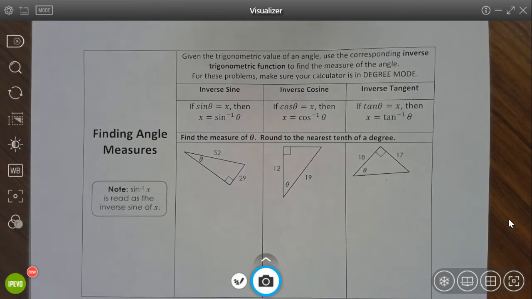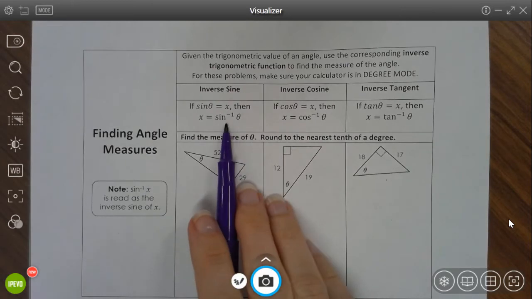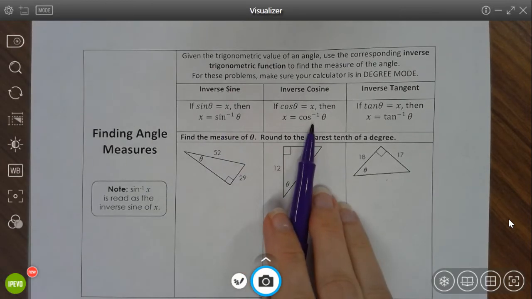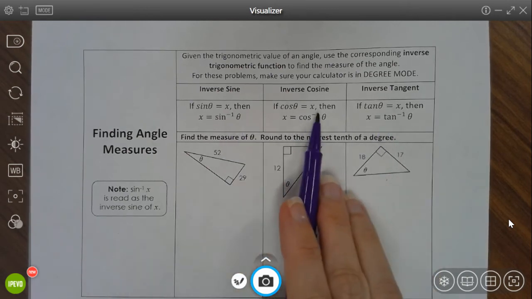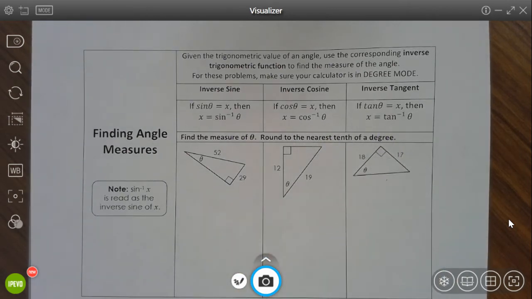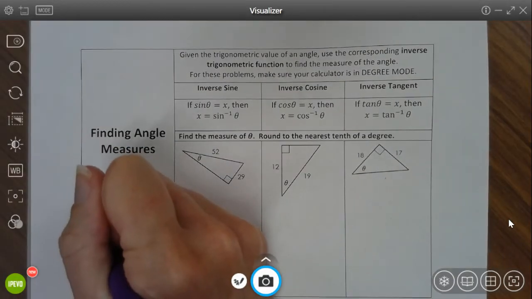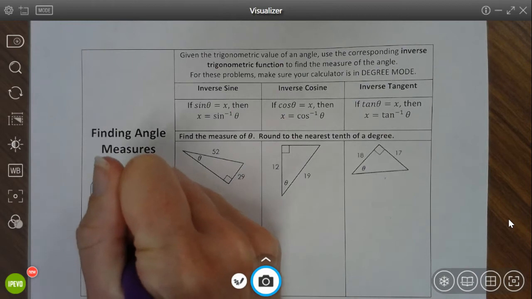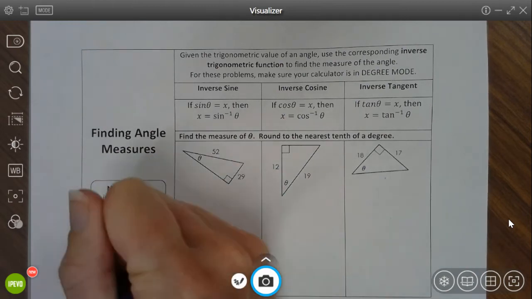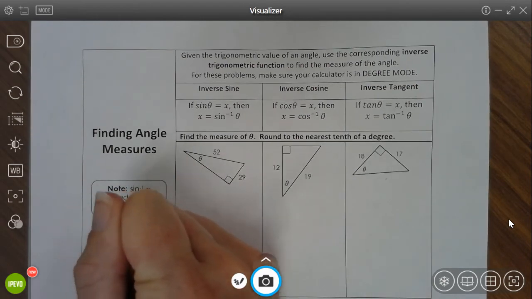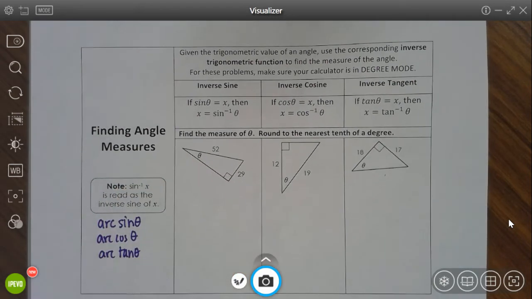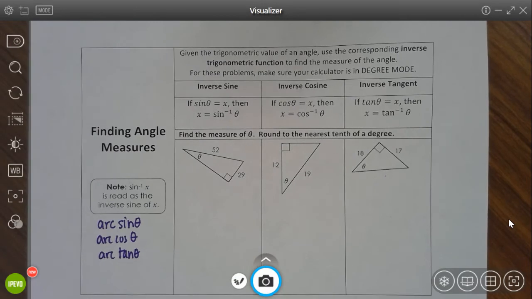And we read that as the inverse sine of theta, the inverse cosine of theta, and the inverse tangent of theta. And that's what that little -1 notation represents there. On some calculators, you might also see the inverse notated using arc. So if you see arc sine of theta, arc cosine of theta, or arc tan of theta, that is also an inverse trig function representation.